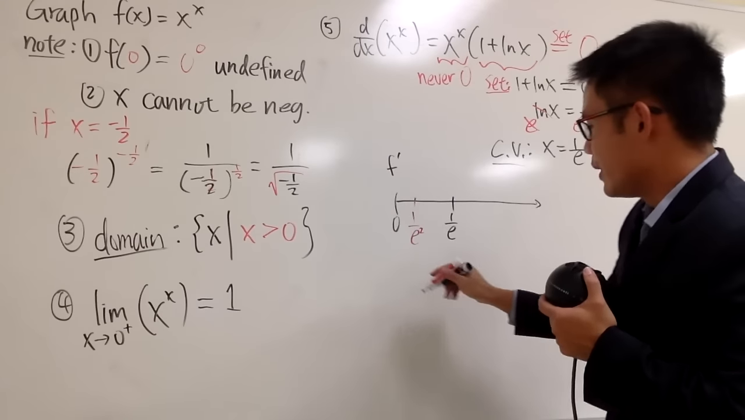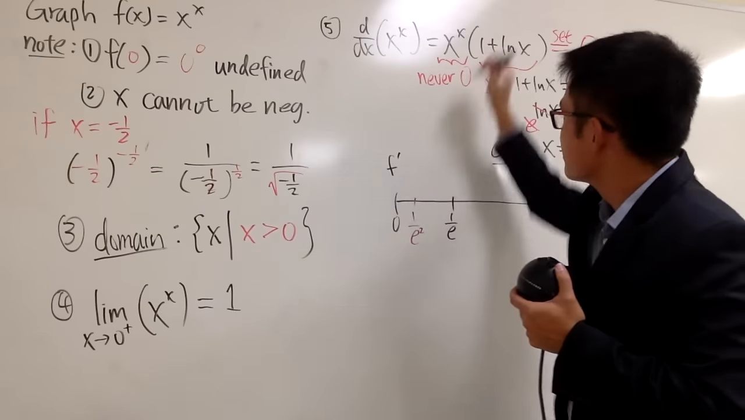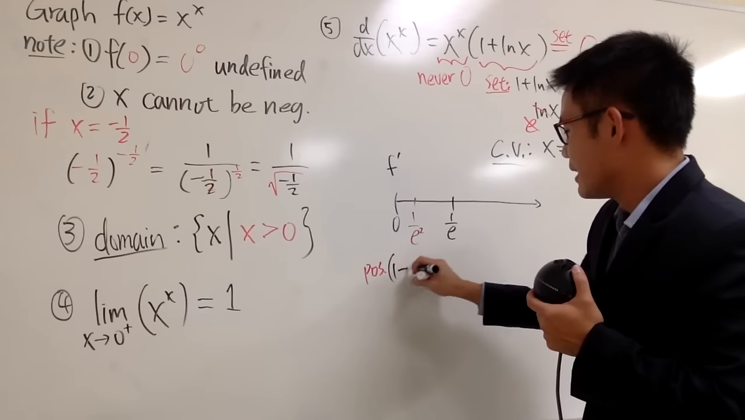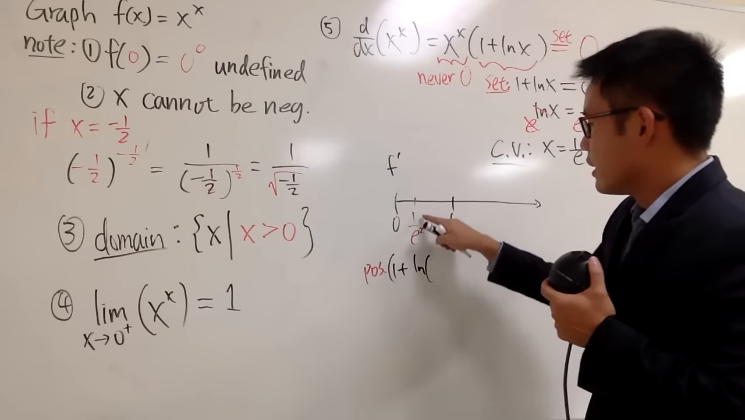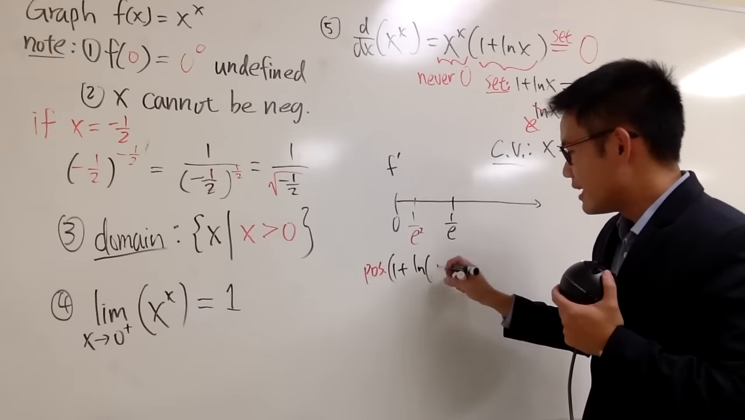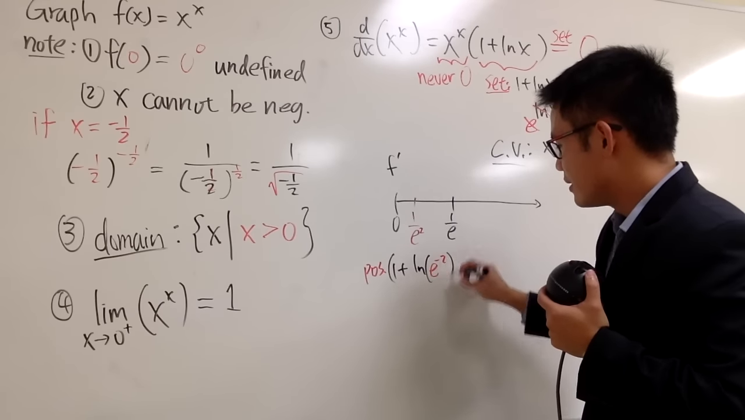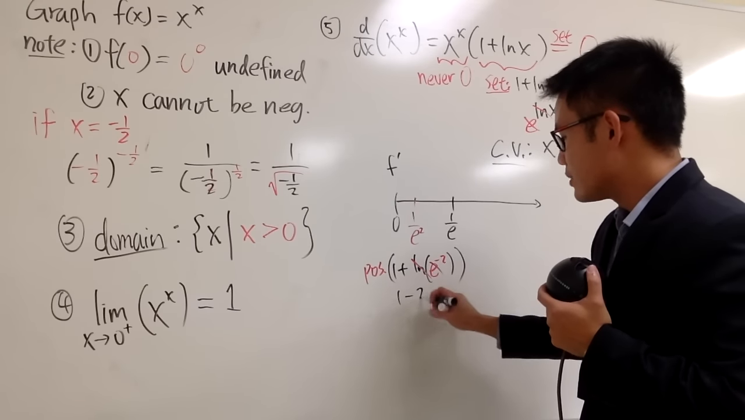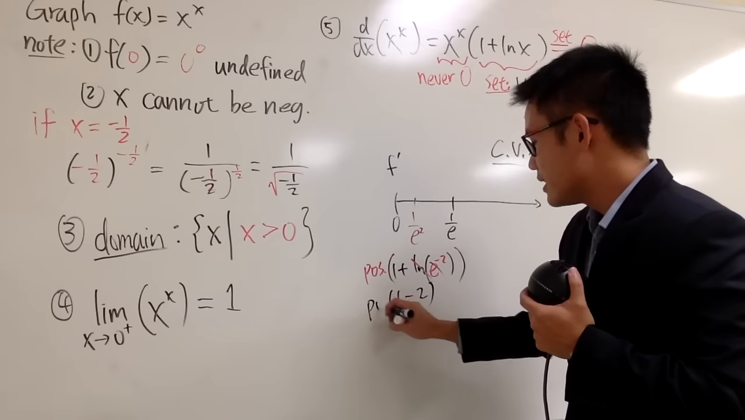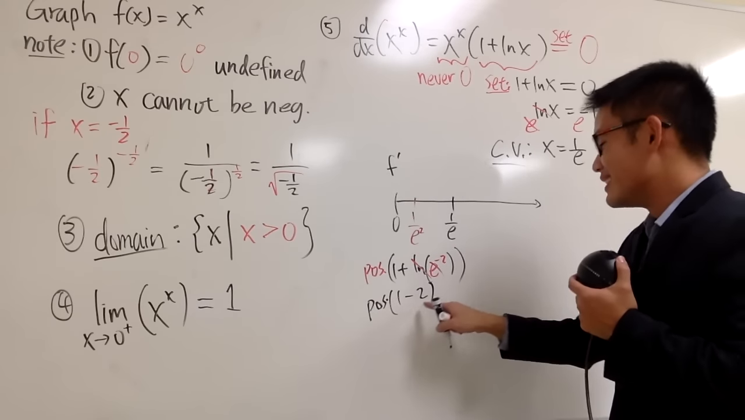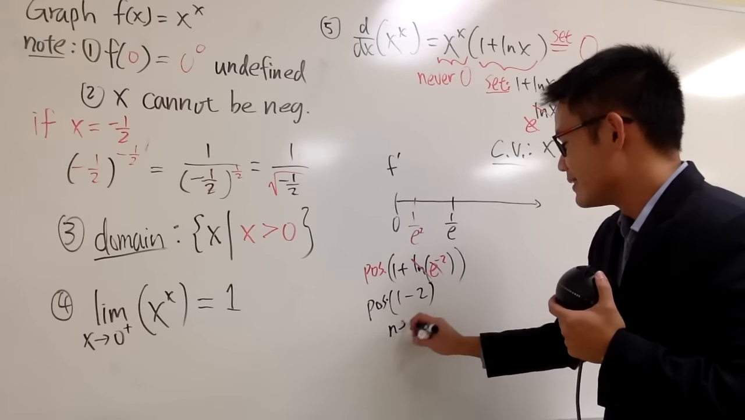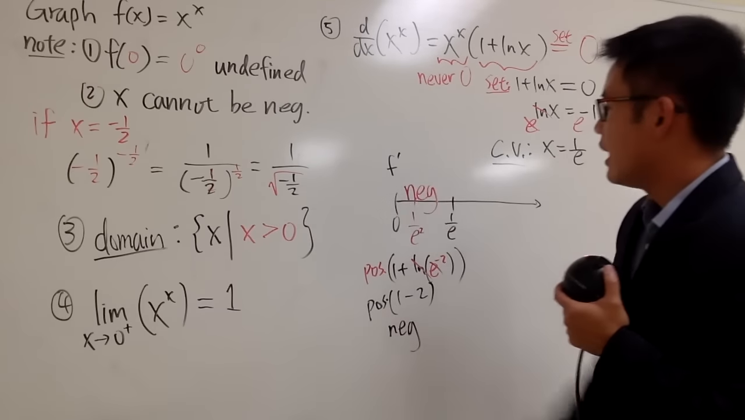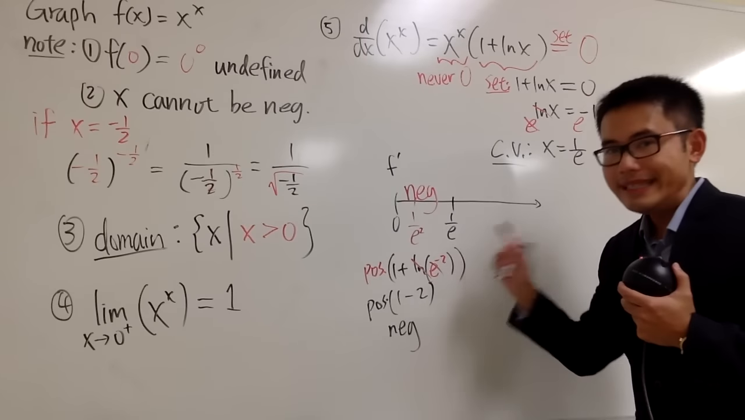This right here, we will end up with, well, let me just put down, always positive times 1 plus ln of 1 over e squared, which is the same as e to the negative 2, right? And now you see this and that will cancel. And this is 1 minus 2, which is something positive times 1 minus 2, which is negative, right? So f prime is going to be negative on the interval from 0 to 1 over e.